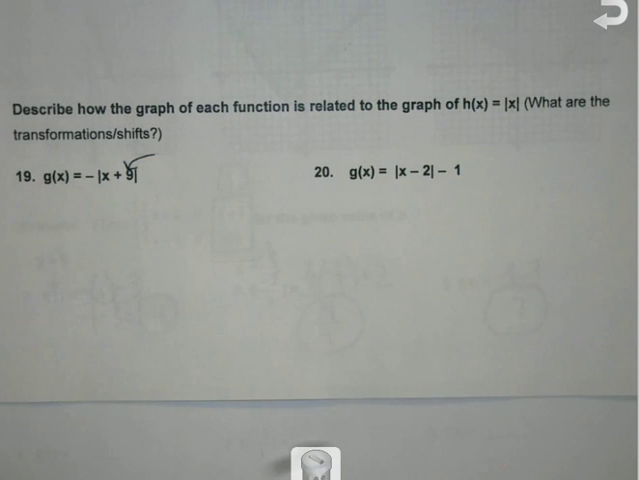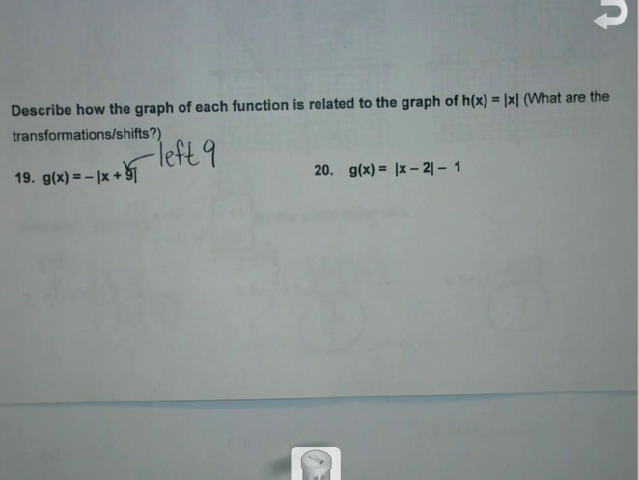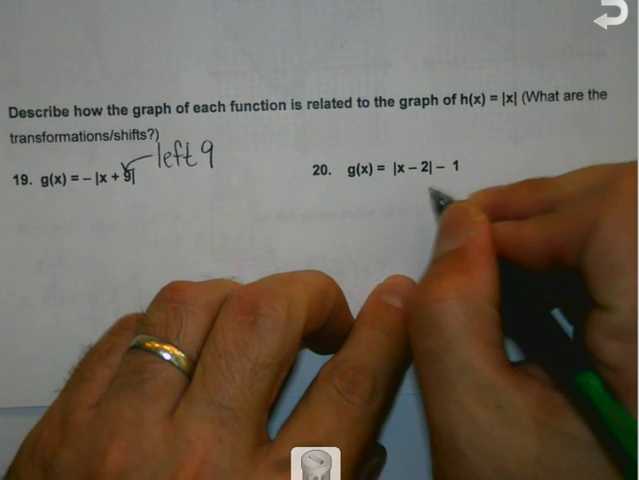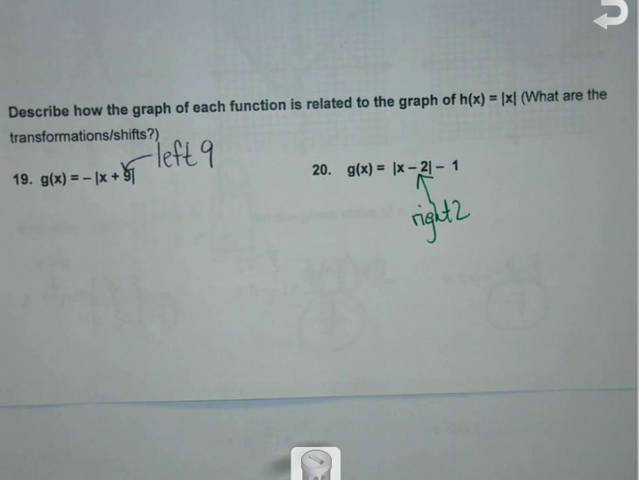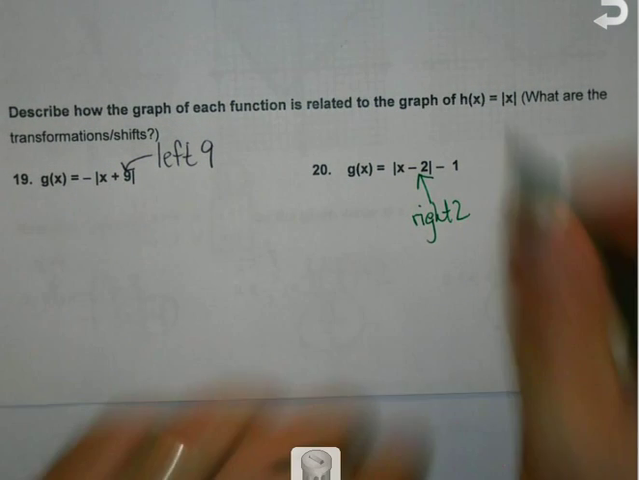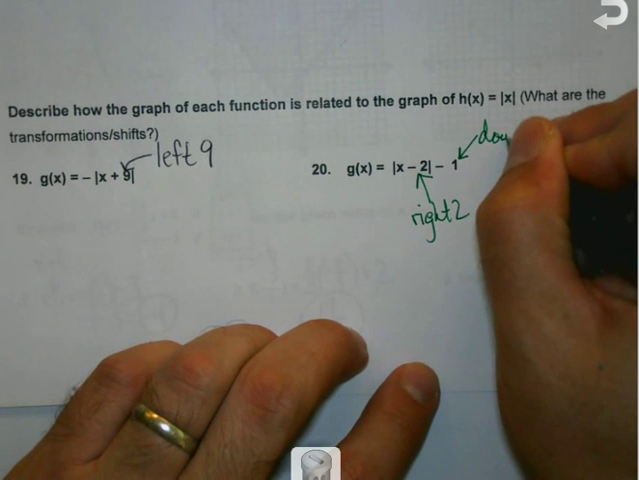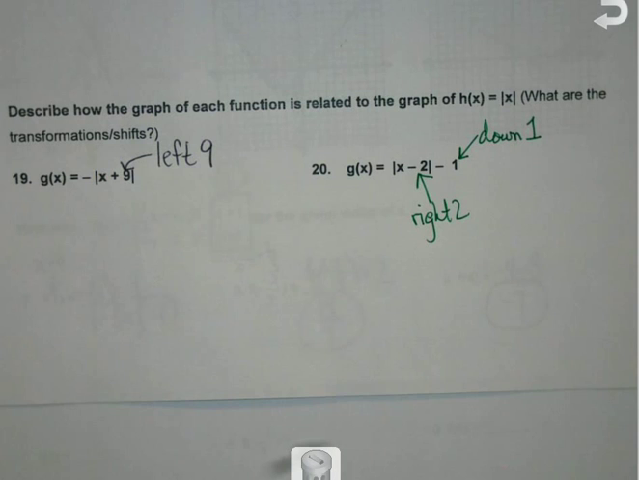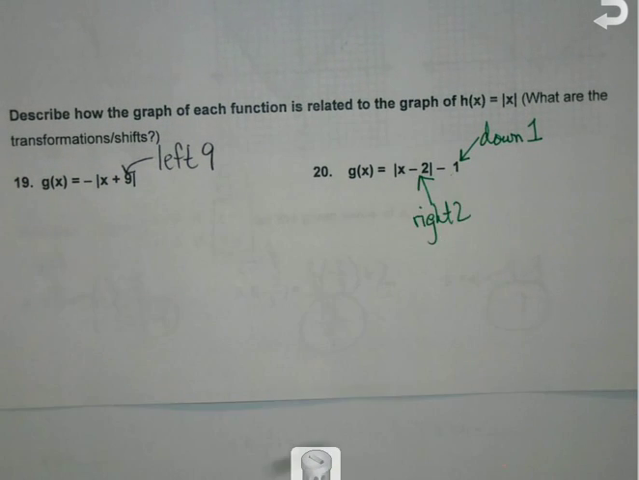whatever's inside the absolute value is my left or my right, but it's the opposite of what you think. So what's inside is always my left, right, the opposite. So here, that's going to be right 2. And the guy on the outside is always my up and down. But he gets to stay the way he is. So up and down on the outside, left and right on the inside.